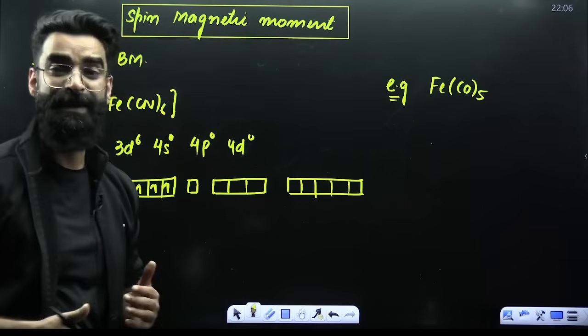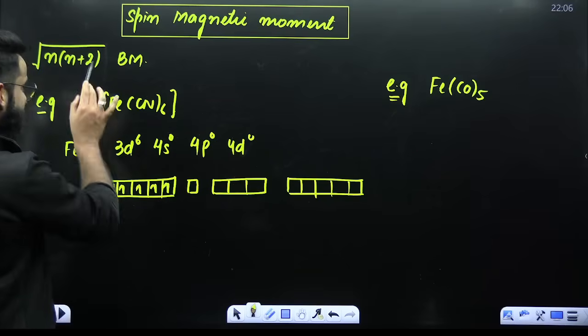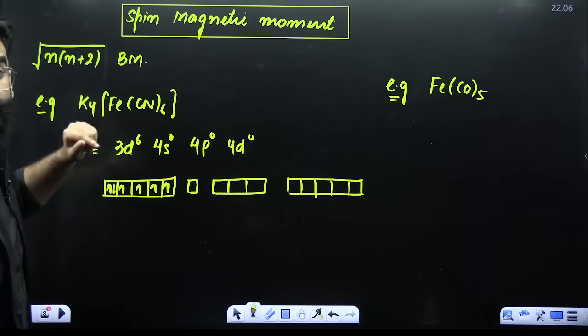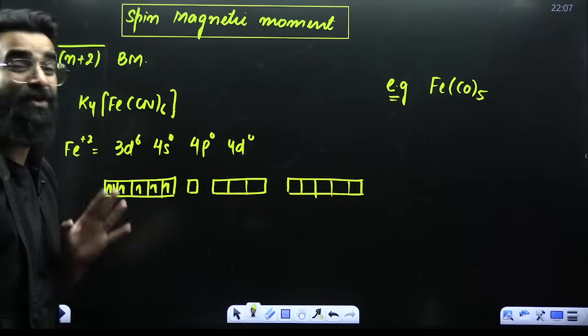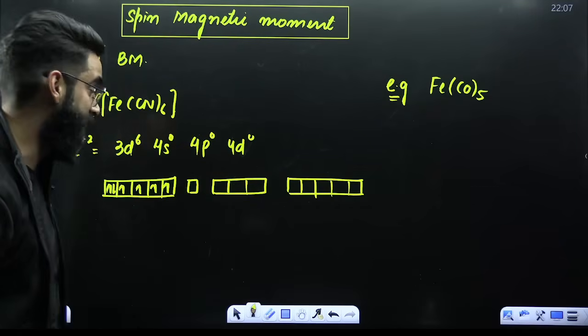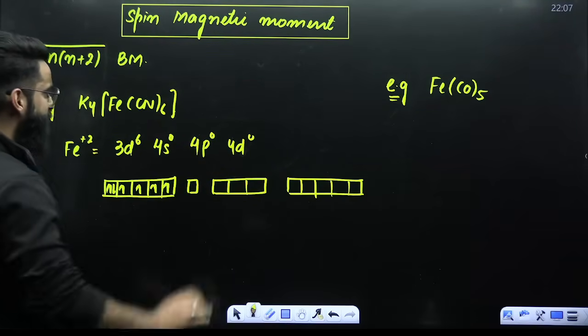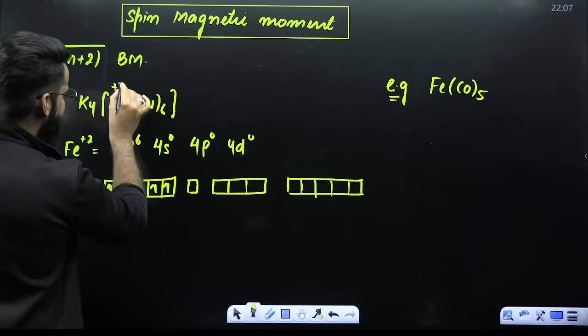Similarly, how do we calculate spin magnetic moment? My dear students, spin magnetic moment is given by the root of n into n plus 2, where n represents the number of unpaired electrons. For example, you have got K4[Fe(CN)6]. Iron here is in the dipositive state.